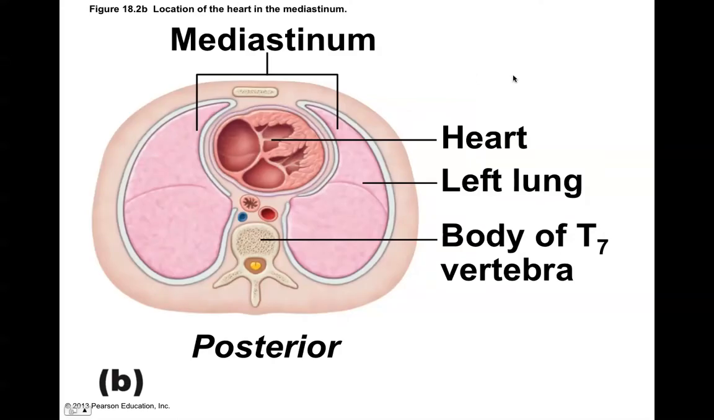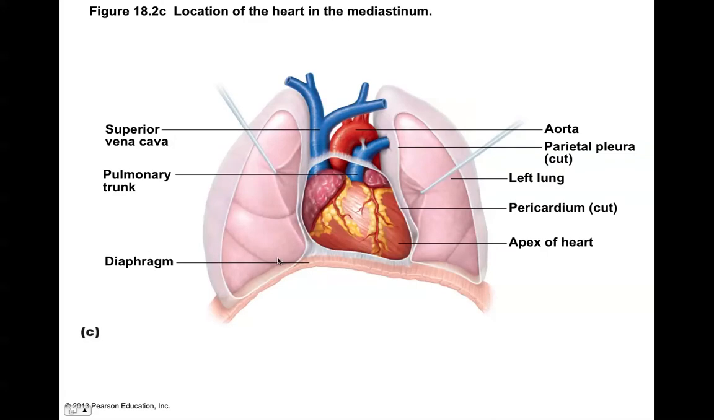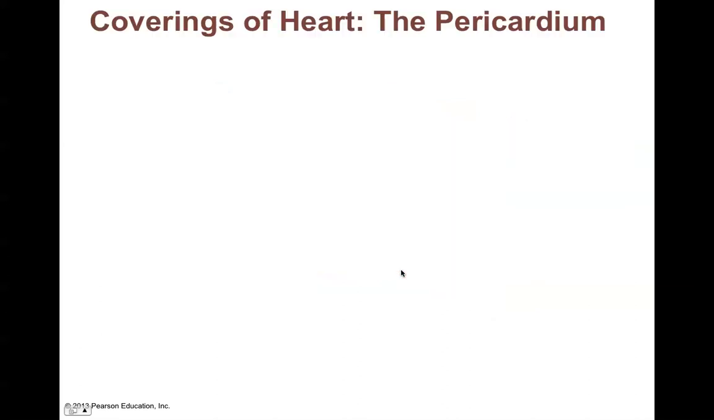And here's a cross-section. Here's that mediastinum. This would be, of course, a cross-section dividing the body into the superior and inferior portions. This is showing the front of the body, anterior, and back here is posterior. And actually, this is the body of the T7 vertebra. So we're looking at the location of the heart in the mediastinum with this figure. And here it is in the front. They're showing the location of the heart and the various external structures on the heart there.